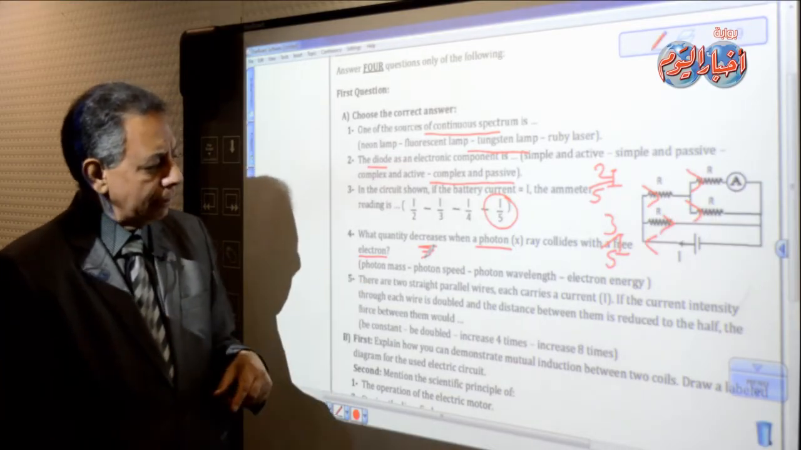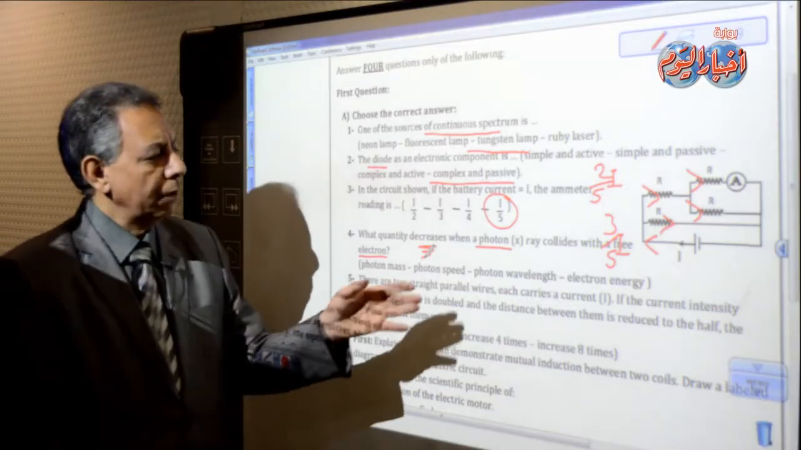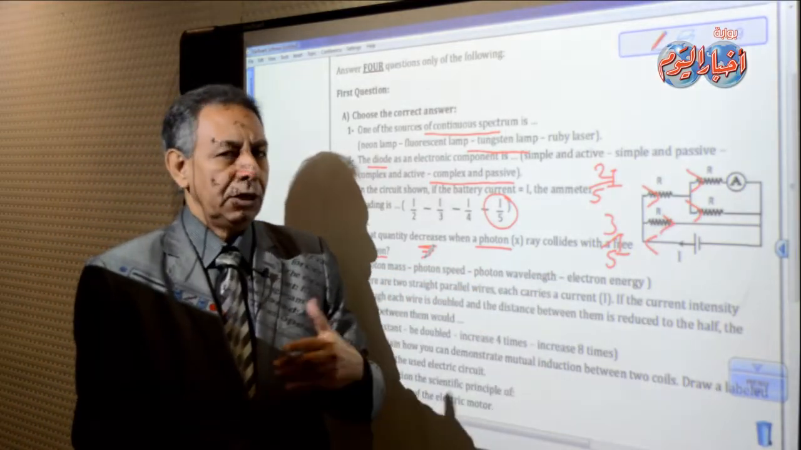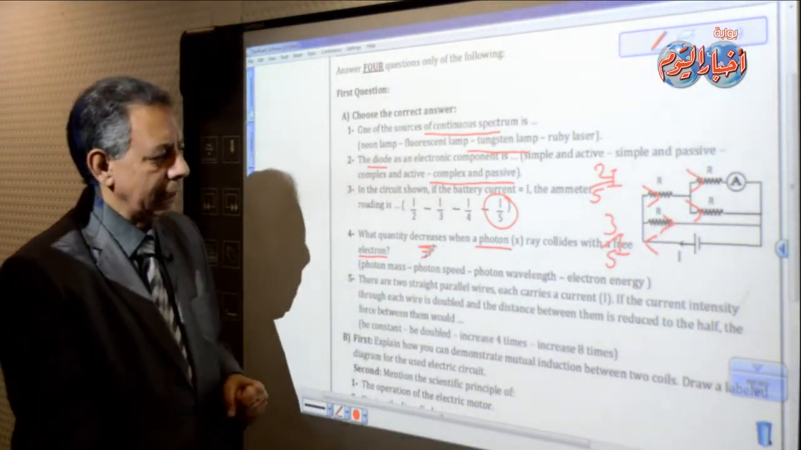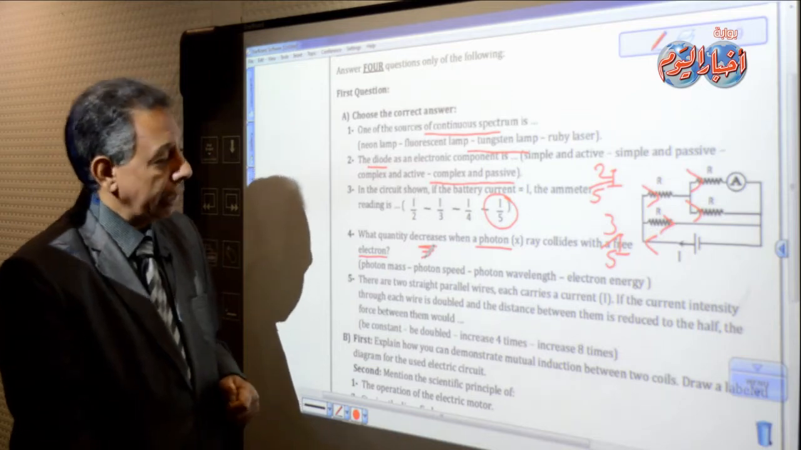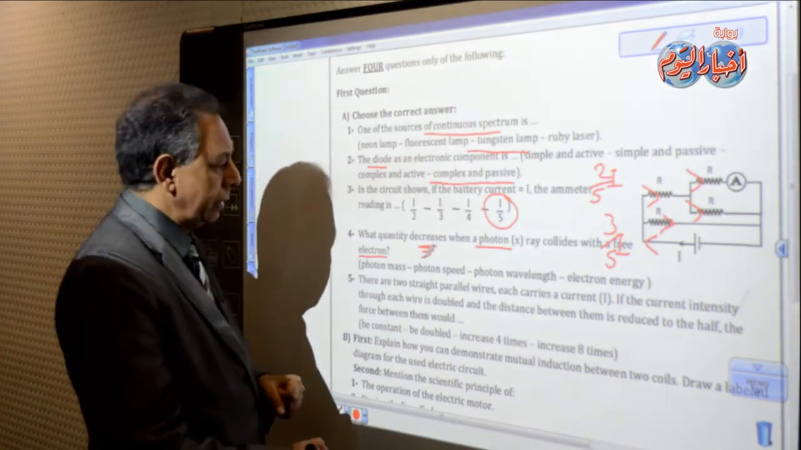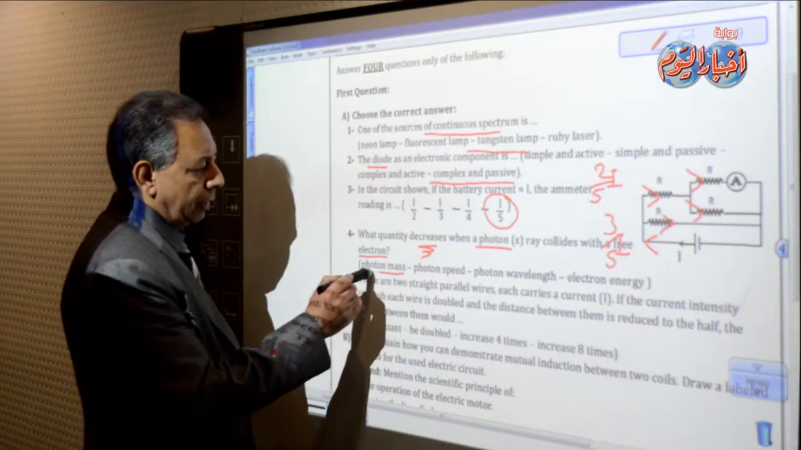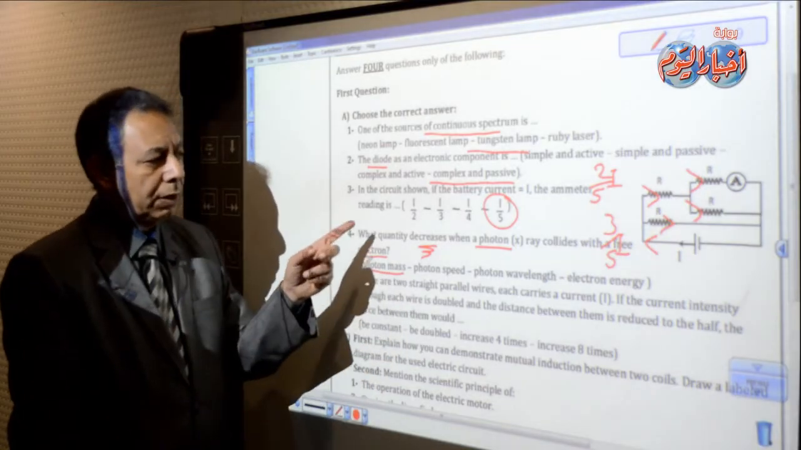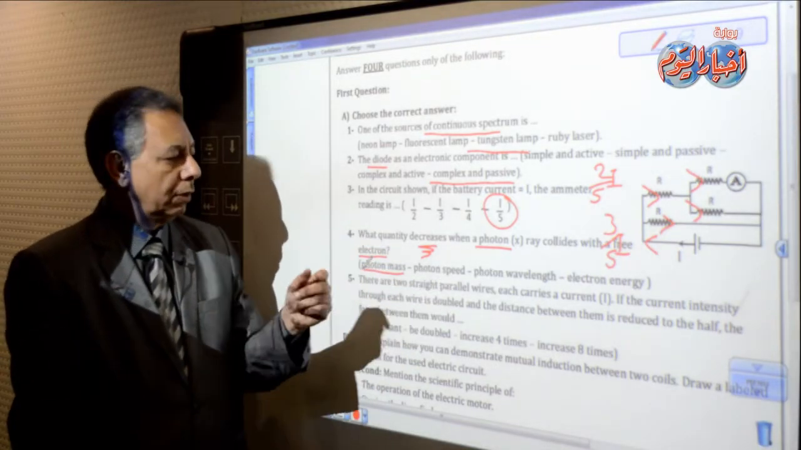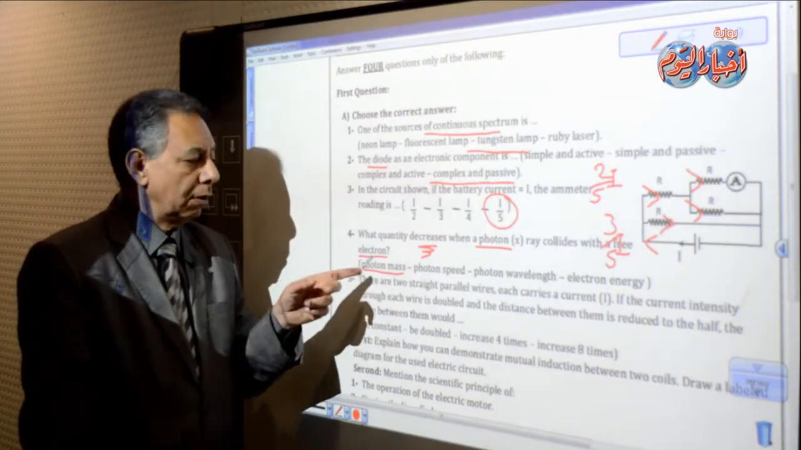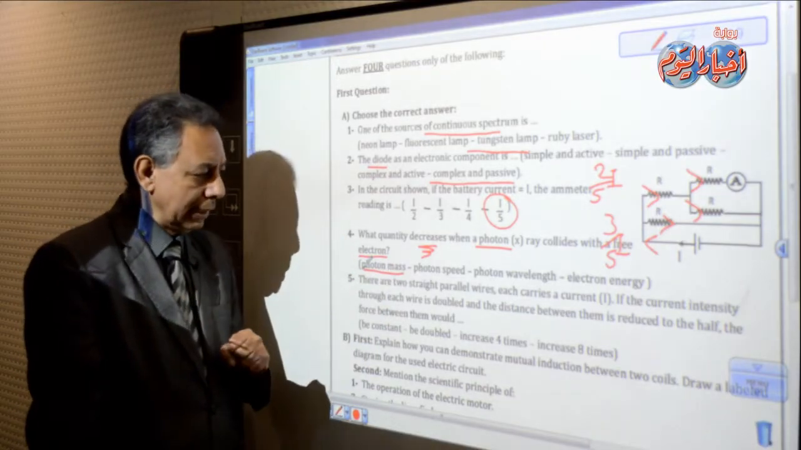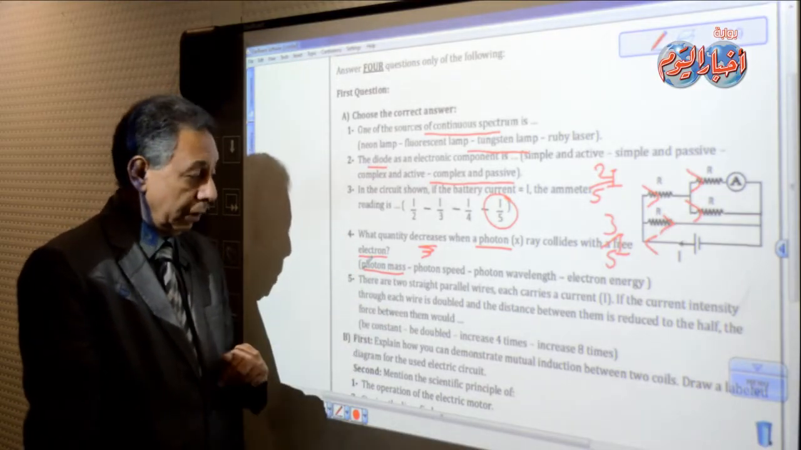Is it the photon mass, photon speed, photon wavelength, or electron energy? Which quantity decreased in this situation? Yes, right. The answer is the photon mass. The photon mass decreased when the photon of X-ray collides with the free electron, because the frequency of the photon decreased. So the mass decreased according to frequency.